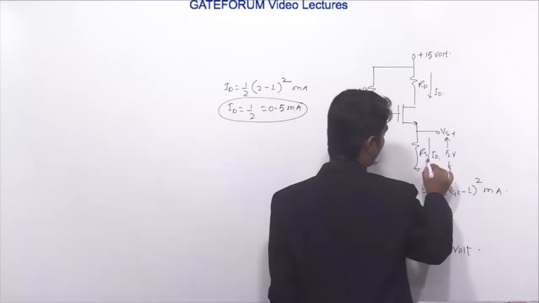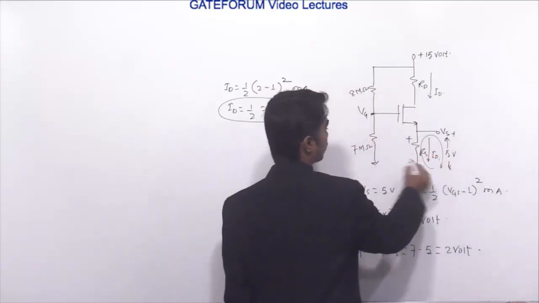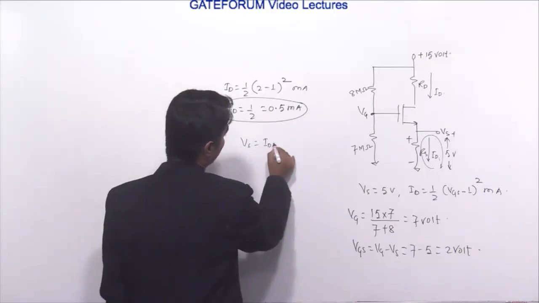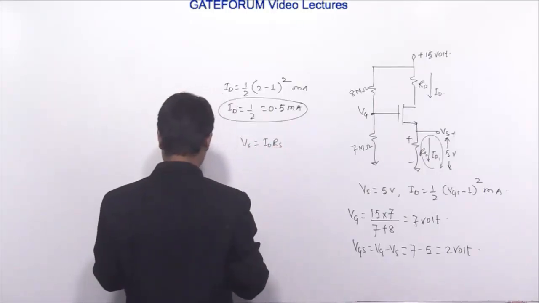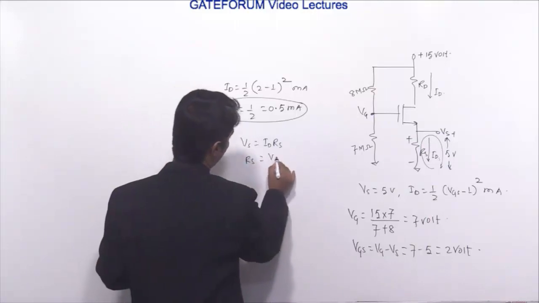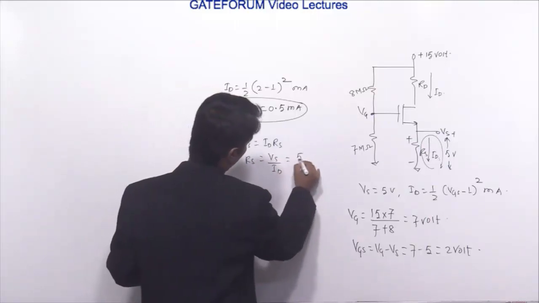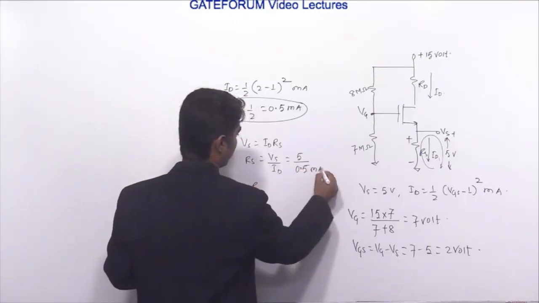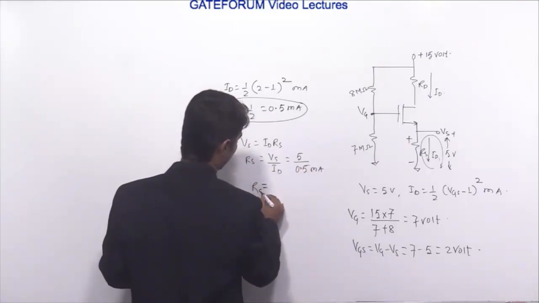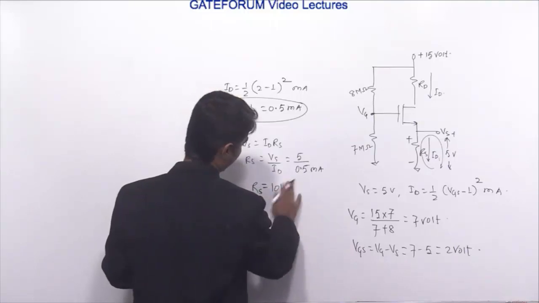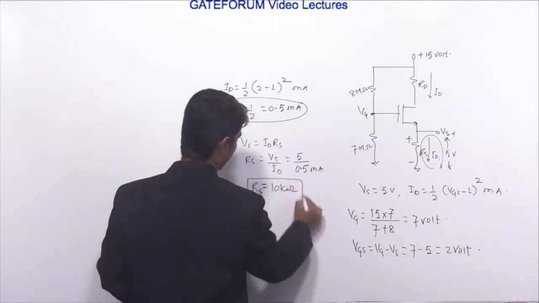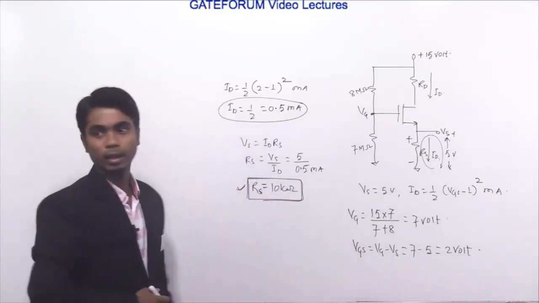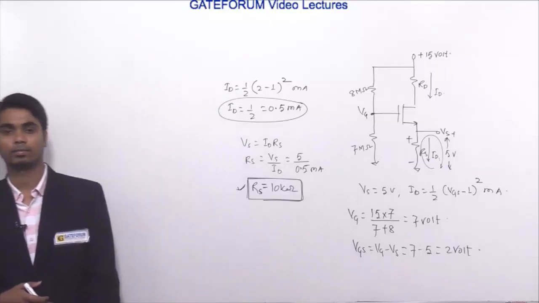We know that this voltage, 5 volt, is given to you. If you apply the KVL, this will be plus and this will be minus. We know that Vs equals ID into RS. Therefore RS will be Vs by ID. Vs is 5 volt and ID is 0.5 milliampere, so RS will be 10 kilo ohm. This is the answer. This question was fill in the blanks. RS equals 10 kilo ohm is the right answer.